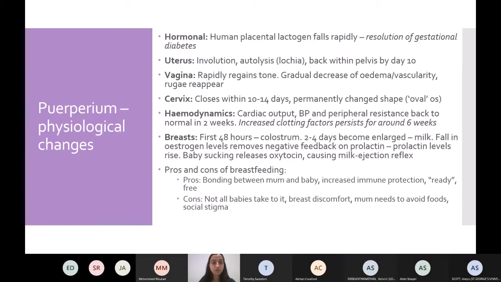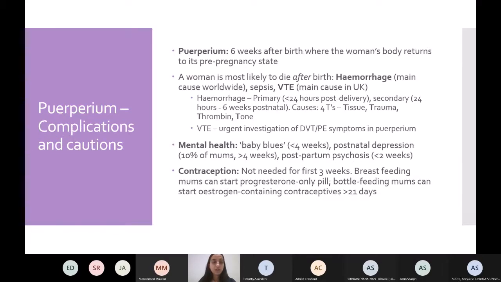So like we said, the puerperium is the 6 weeks after birth, where a woman's body returns to its pre-pregnancy state. A woman is actually most likely to die after birth. And the main causes that we think about are hemorrhage, which is the main cause worldwide, sepsis, and VTE, which is the main cause in women.